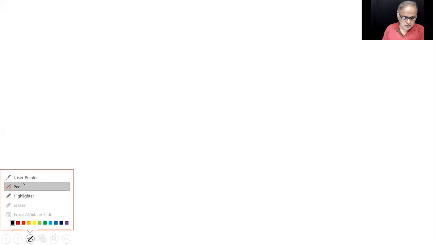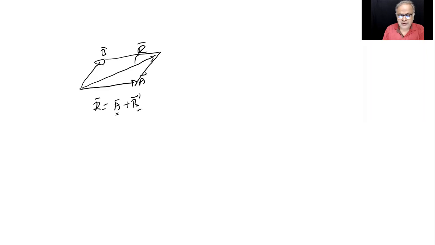Don't we know? Like if there's a vector A here, if there's a vector B here, you say this is R, which is R equals vector A plus vector B. We call it resultant of A and B, right? So that's the reason we use the word resultant motion.